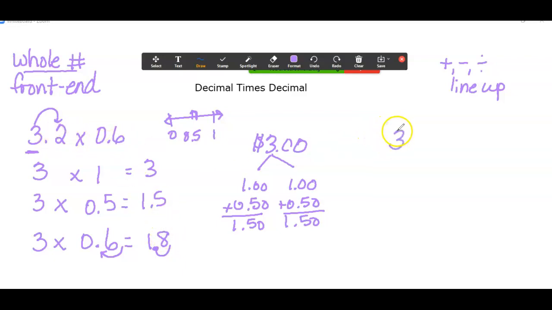So I'm going to write my 3 2/10 times my 6/10. Now remember, I'm forgetting about the decimals. The decimals don't matter right now. So really this is like 32 times 6. So 6 times 2 is 12. 6 times 3 is 18, plus 1 is 19. Now, before we count over up here, let's look over here and see. What do you notice?